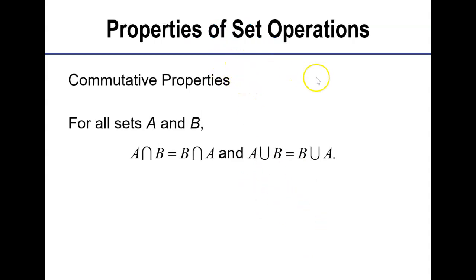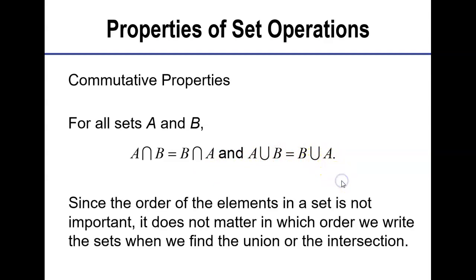Now let's take a look at the properties of set operations. The commutative properties. For all sets A and B, A intersect B is equal to B intersect A, and A union B is equal to B union A. Now, since the order of the elements in a set is not important, it does not matter in which order we write the sets when we find the union or the intersection.